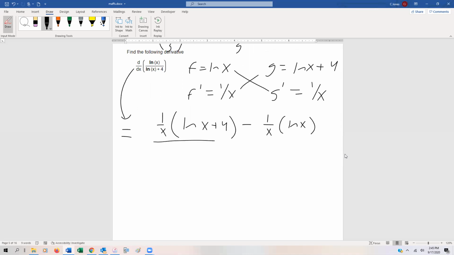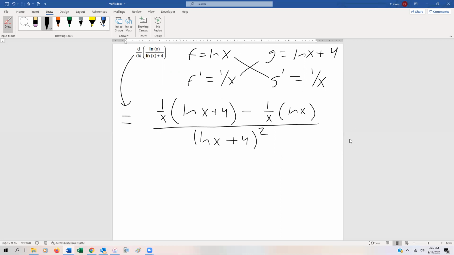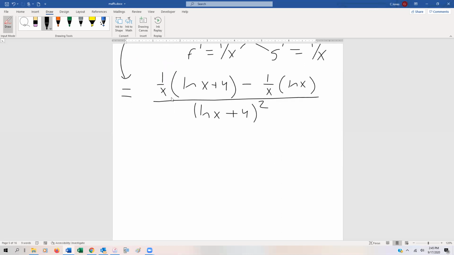And then in the denominator, we're going to have (ln x + 4) quantity squared. All right, now here's where it gets a little bit ugly because we are going to have to simplify this, but it's not too bad because notice that we have a common 1 over x, so we can factor that out. And so we can rewrite this as, I'm just going to pull out the 1 over x and put it out front.